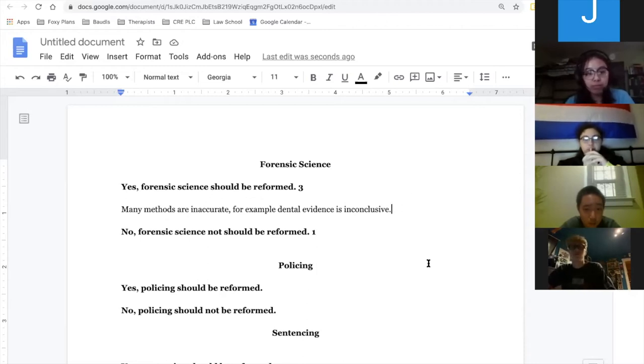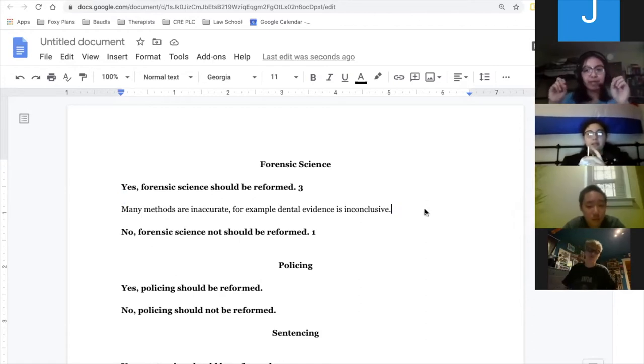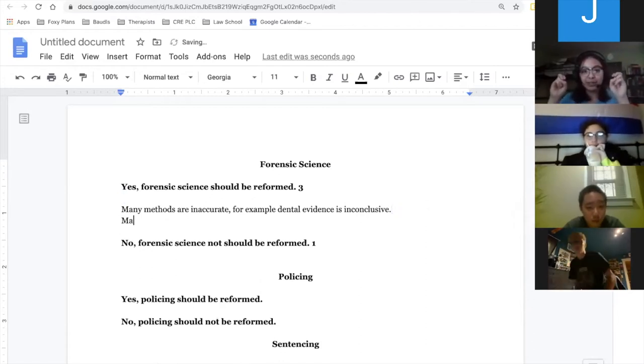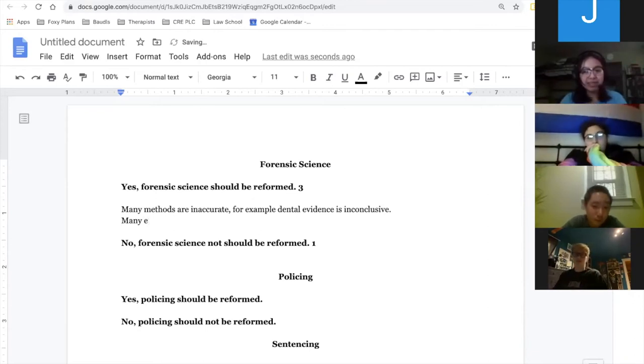Awesome. What are other people's considerations? Rio. Just adding on to that, many of the laboratories aren't necessarily certified, and many of the scientists, I'm using quotes here because they're not really scientists, are just self-claimed scientists. Let's say experts, many experts in forensic science are maybe not certified. They're just claiming to be experts.